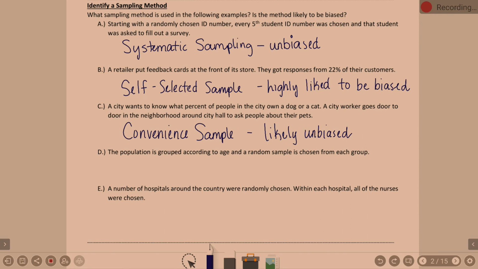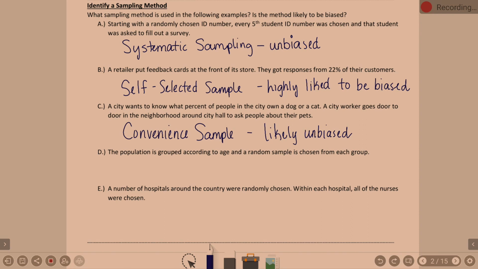The population is grouped according to age, and a random sample is chosen from each group. What are we thinking here? We're down to two choices, right, if we're going to play that game. So it's either stratified or clustered. What makes the difference here?